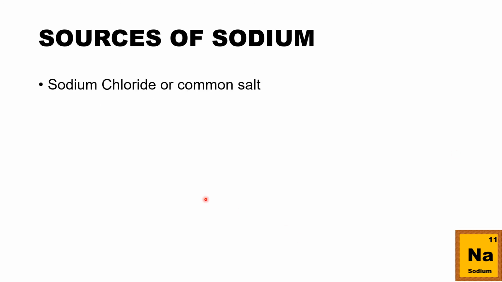So, sources of sodium, the most common is sodium chloride, or what is called common salt. So, this is where you can get sodium. Most of the feed and most of the forages are poor sources of sodium. So, the sodium you get from the forages and the animal feed is really small. So, you will resort to sodium chloride, or common salt.